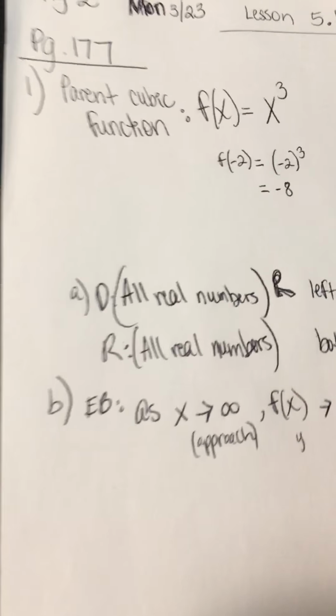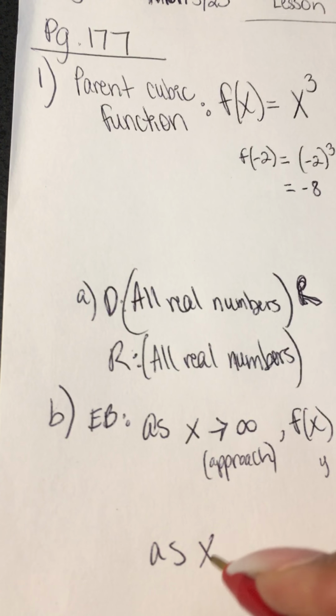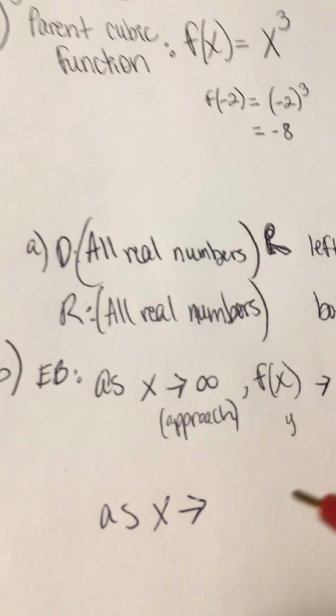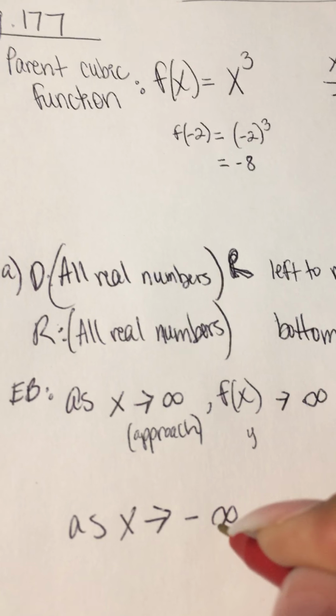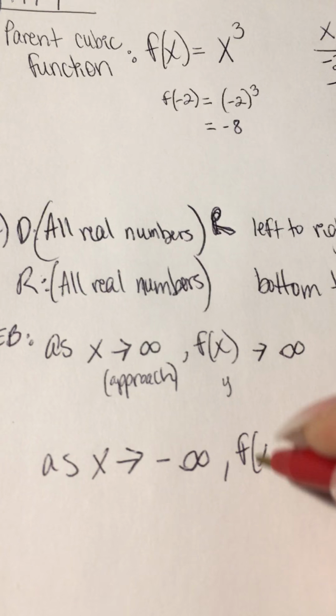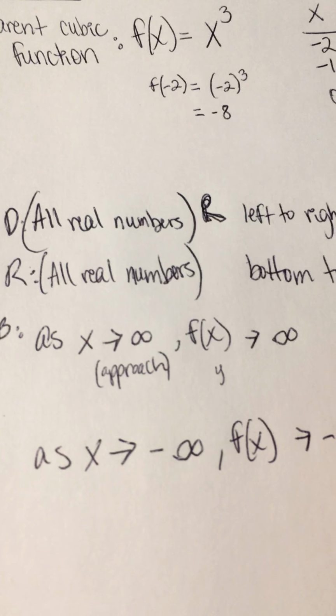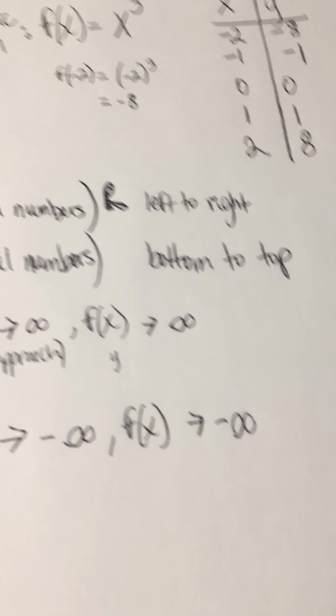So I write my end behavior as, on the left end of the graph, as the x values are getting lower and lower, or approaching negative infinity, my y values, f of x, will also approach negative infinity, getting lower and lower.